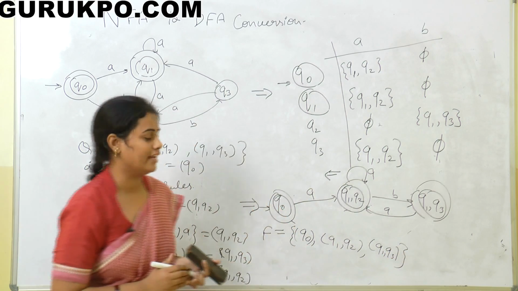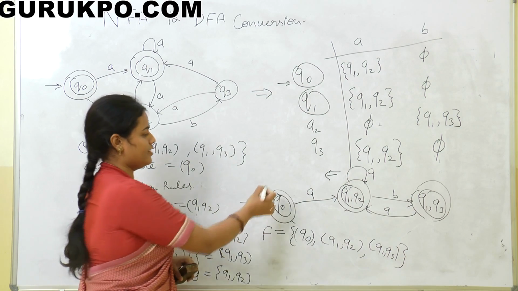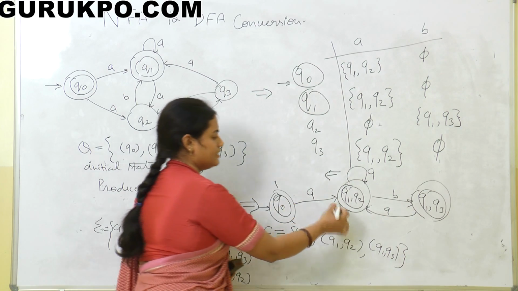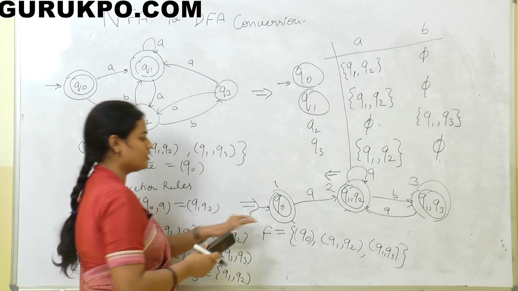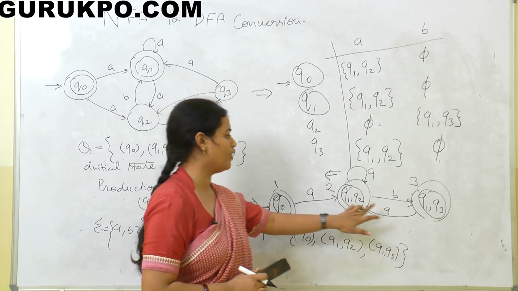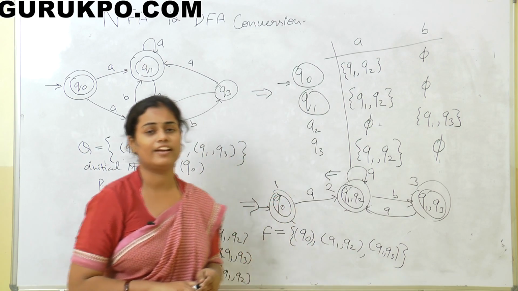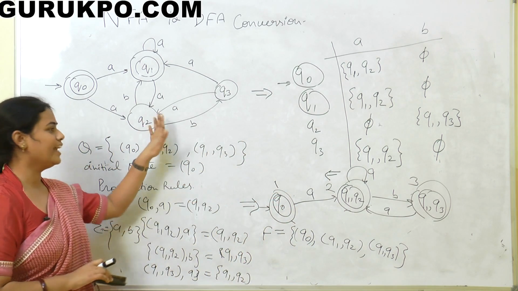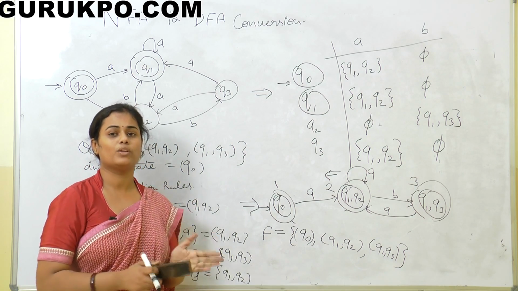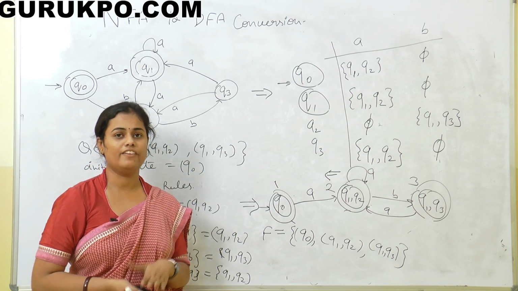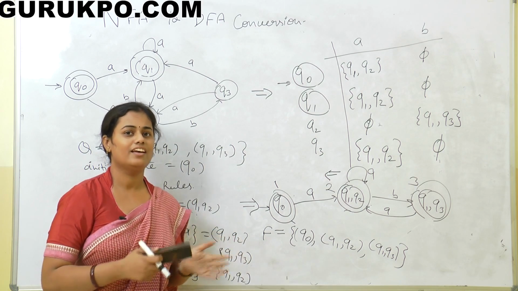You can do one more thing. You can mention this state as 1, this state as 2 and this state as 3. If you want, you can replace Q1, Q2 by 2 and Q1, Q3 by 3. In this way any NFA can be converted into a DFA. Any non-deterministic machine can be converted into a DFA. In this way we can say every NFA has an equivalent DFA.